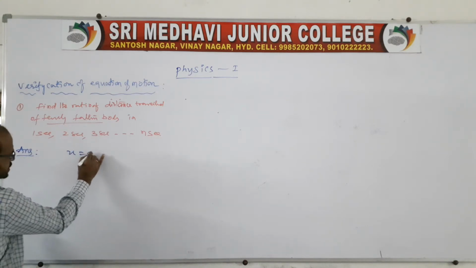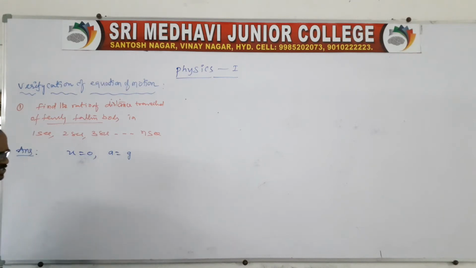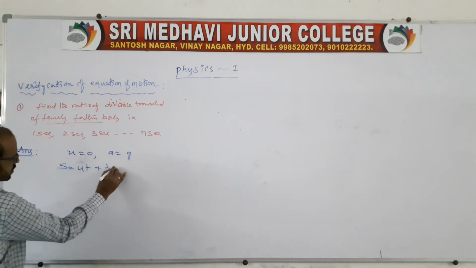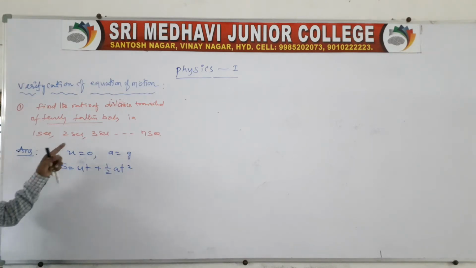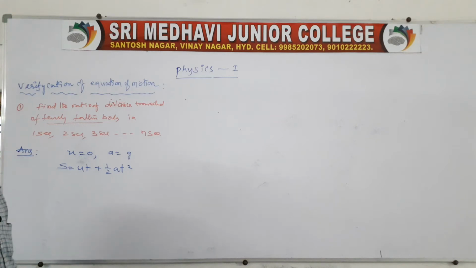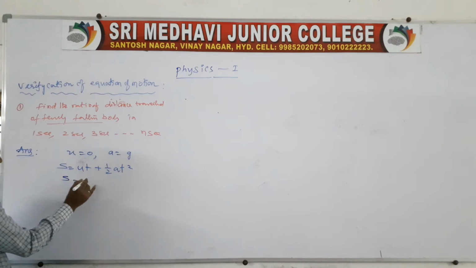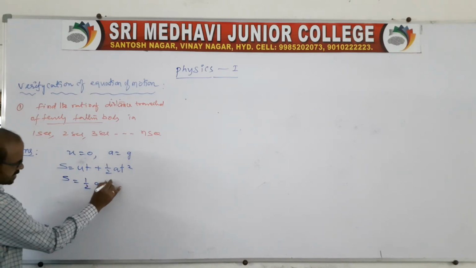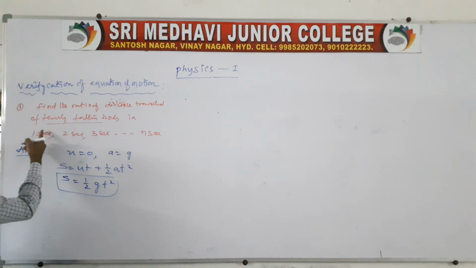For freely falling, u is equal to 0 and it is falling under gravity g. There is a relation s is equal to ut plus half at square, because he is asking distance travelled in n seconds, not the nth second. Suppose if he is asking the nth second, then we have to take the Sn equation, but he is asking only n seconds. So, in this situation, you take only s is equal to ut plus half at square. So, in this, s is equal to 0 plus 1 by 2 g t square. This is the expression.